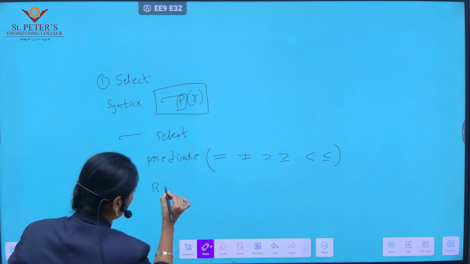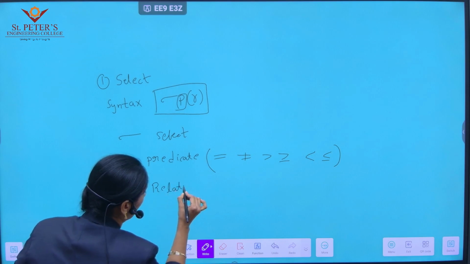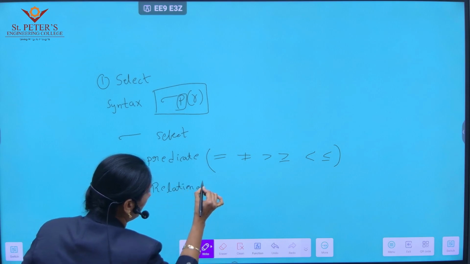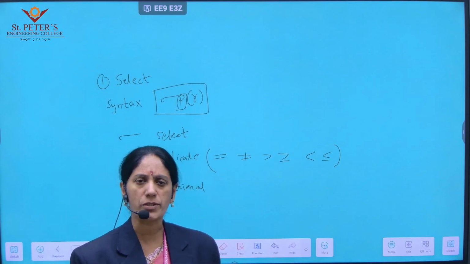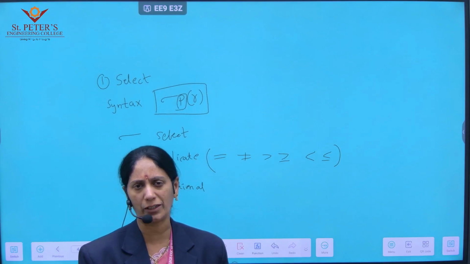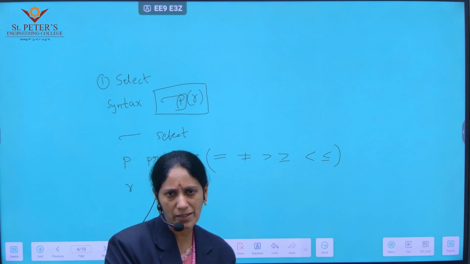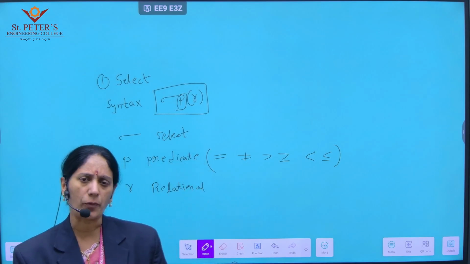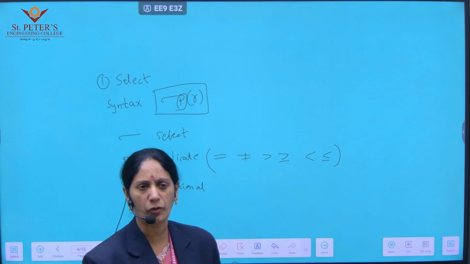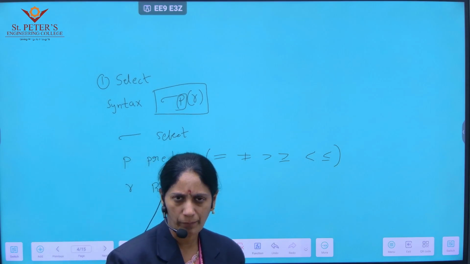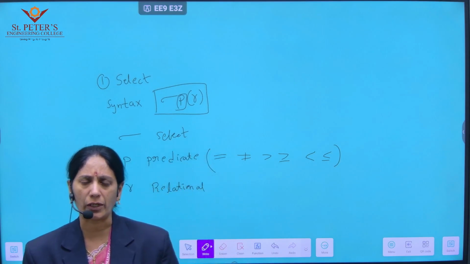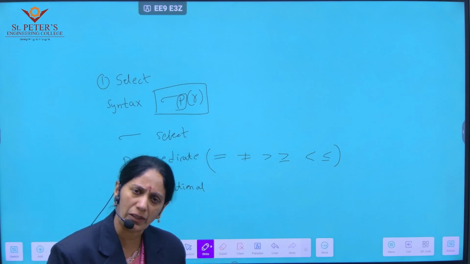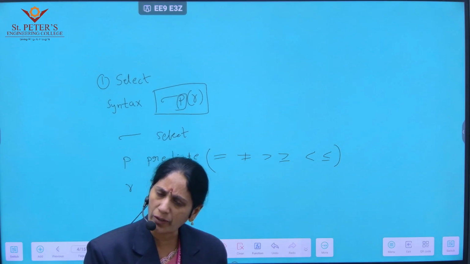relational. R stands for relation. Suppose now I want to create a student table. Student is also one relation. Suppose now I want to create one more table, employee relation. Employee is also one more relation. Suppose now I want to create one more relation, department relation. That is also one more relation name.